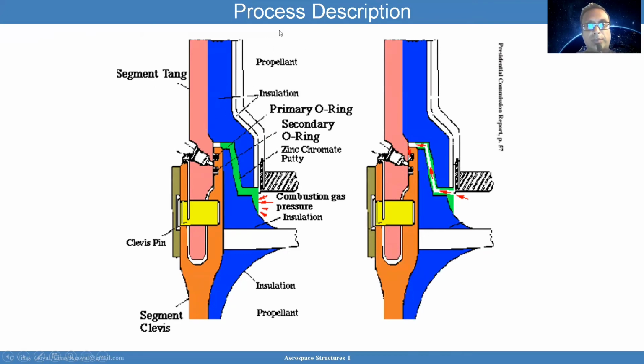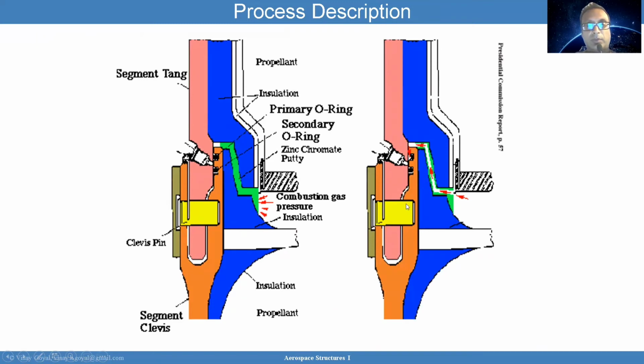Here's the propellant. The propellant is on this side. You have the insulation in blue, and then the skin, the metallic skin, is the one in this color. Then the yellow is your pin. And so your O-rings, the primary O-ring is here, the secondary O-ring is here.